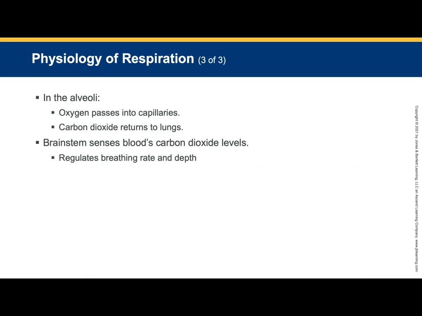You breathe in through your mouth or nose, and you exhale. The brainstem senses the level of carbon dioxide in the arterial blood. If the level of carbon dioxide drops too low, the person automatically breathes at a slower rate and less deeply. If the level of carbon dioxide rises above normal, the person breathes more rapidly and deeply.